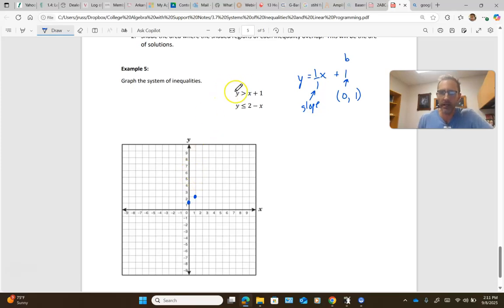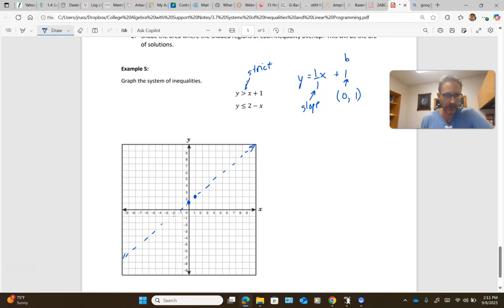Now I'm going to look back at my inequality, and I can see that it is a strict inequality. And consequently, I will draw a dashed line, or at least try. Okay, something like this.